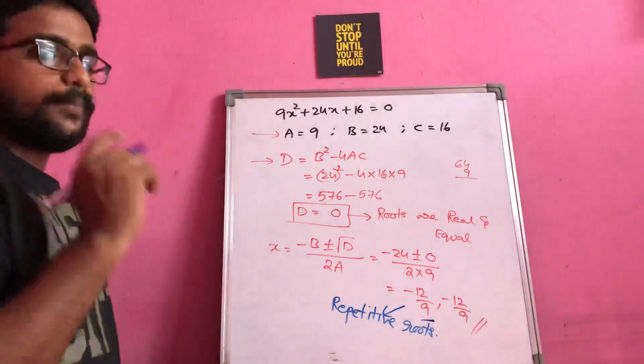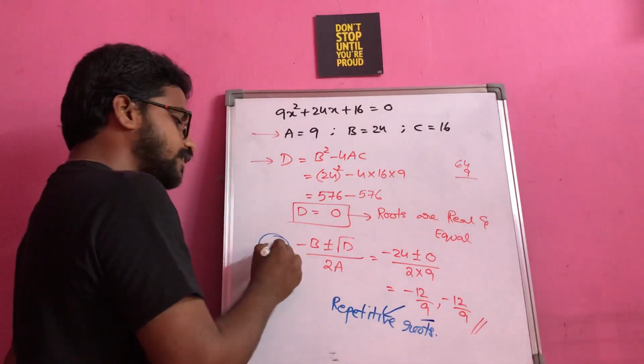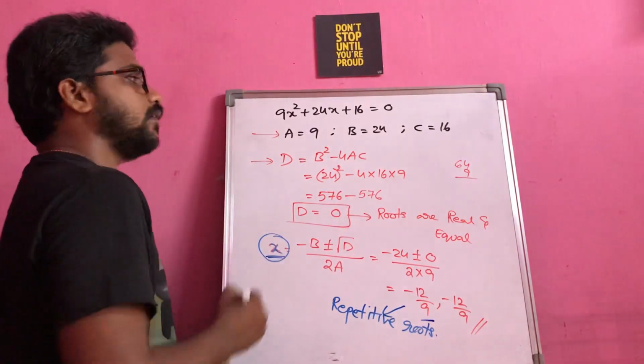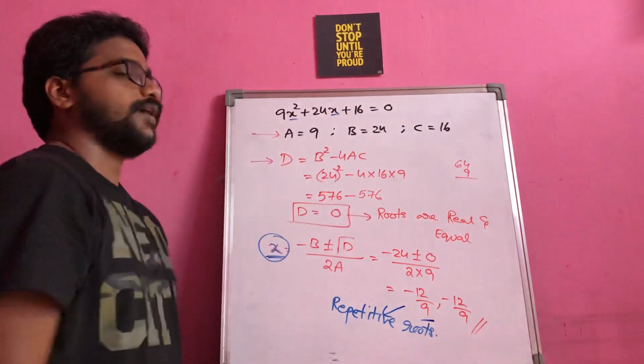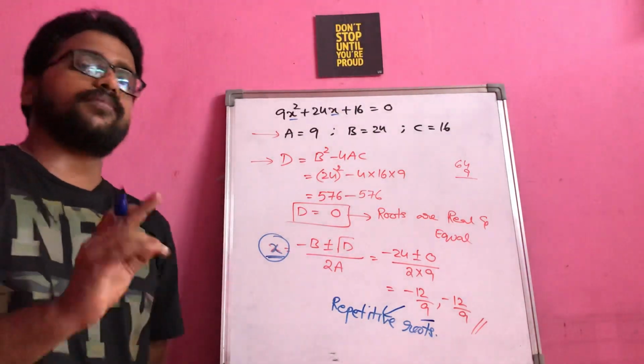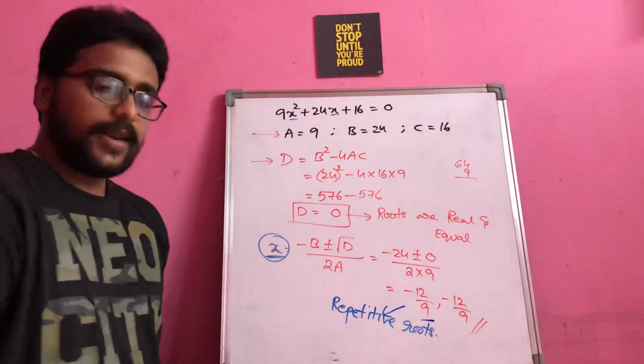And one important point I want to tell you here: don't think that this is always x is equal to. Here I am writing x because in my given question my variable is x. Let us say in the given question the variable is y, then this will become y is equal to something. Let us move on with that.